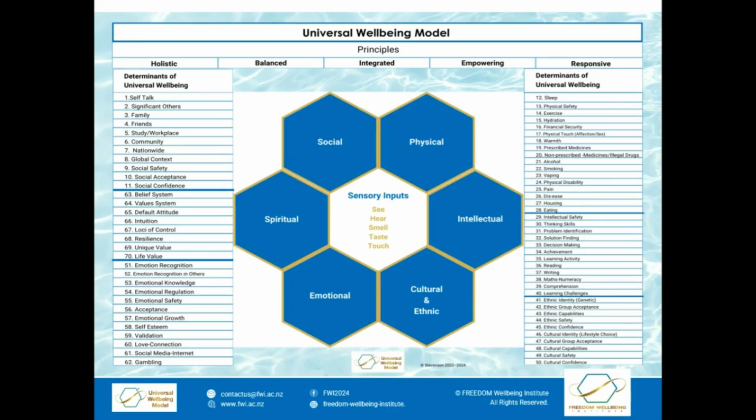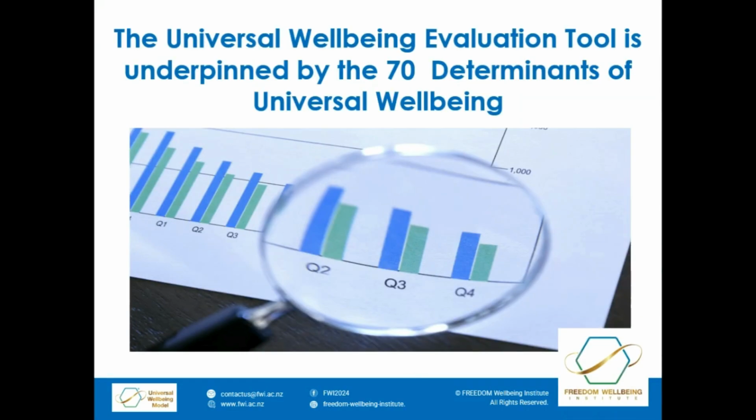So here's a picture of the whole model shown, and the Universal Wellbeing Evaluation Tool that was developed a couple of years after the Universal Wellbeing Model is largely underpinned by those 70 determinants of universal well-being. So the Universal Wellbeing Tool is actually a questionnaire, but a very complex and comprehensive questionnaire.